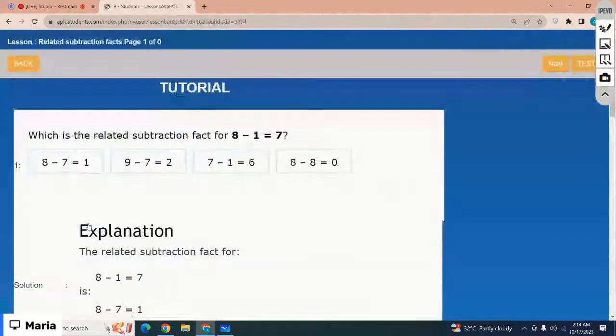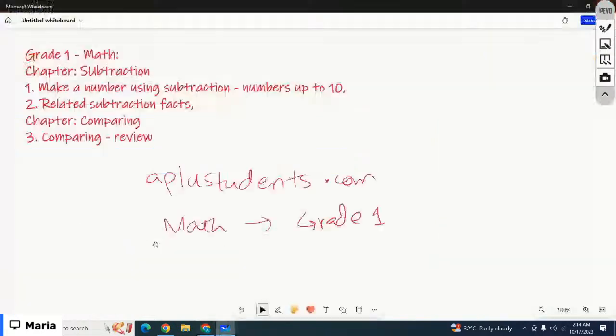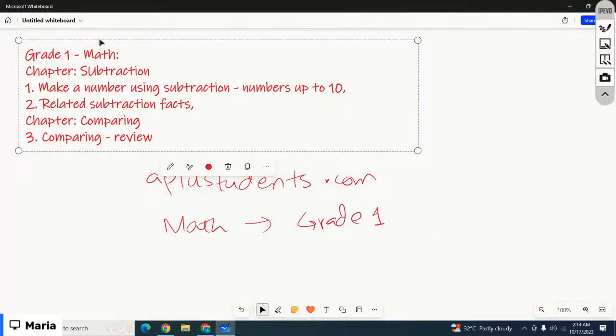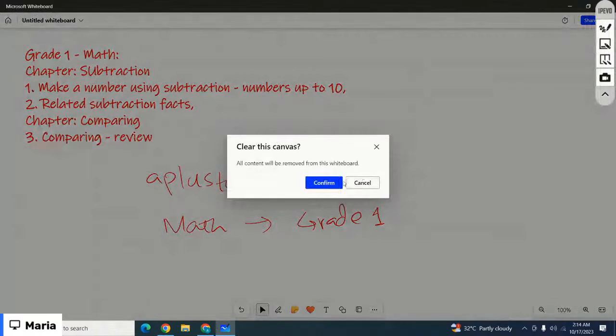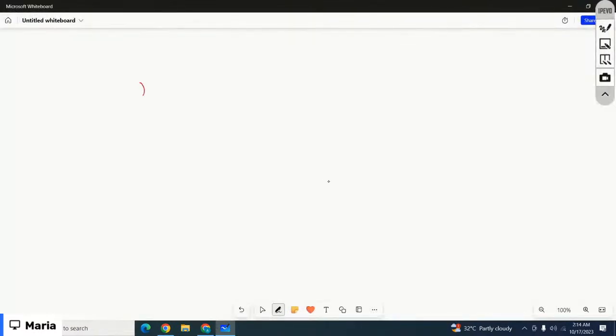related subtraction facts. So we are going to see what the related subtraction facts are. Related subtraction facts are the ones in which you have the same numbers involved, just their positions are different, right? You can see here 8 take away 1 is 7. So the related subtraction fact is 8 take away 7 equals 1.